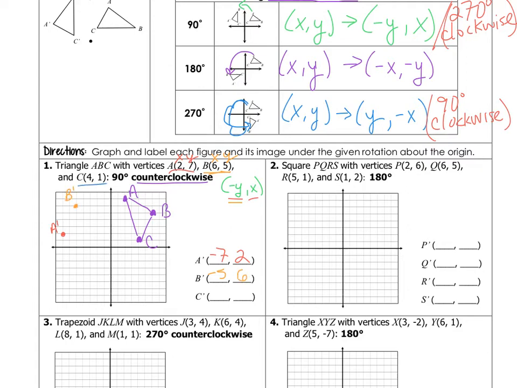Lastly, I've got my C, and we have our X and our Y, so I need to make a negative Y go first, and then a positive X. So negative 1 and positive 4 would be where my C prime is going to end up, and then we can connect those points together.